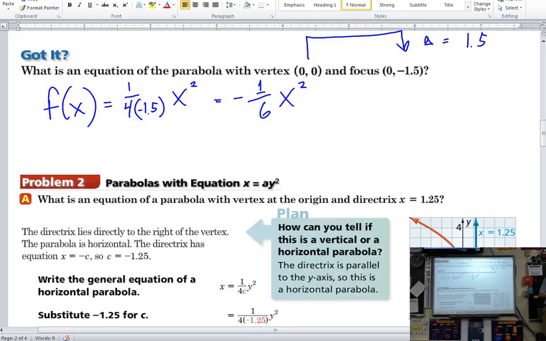No, you need to know where the focus is in order to, well, knowing one of them will let you know the other one. So if you know neither of them, you cannot just pull one out of nowhere. Does that make sense?